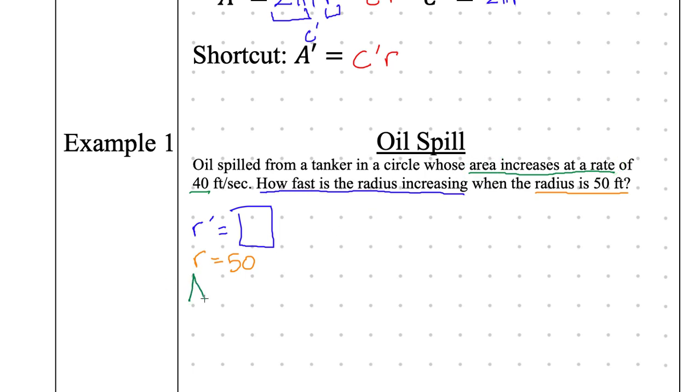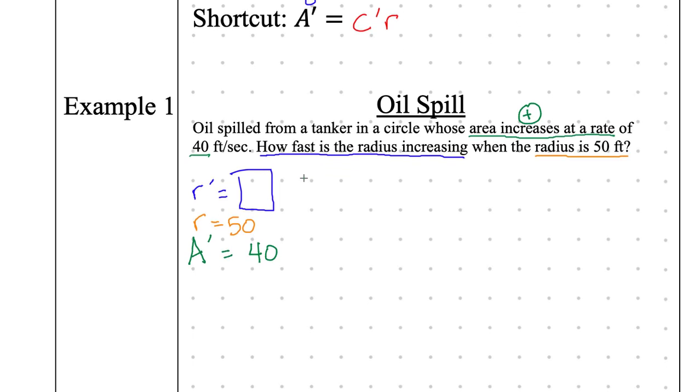So I say that area prime is equal to, is it positive or negative 40? Positive. Why is it positive 40? It's increasing. Okay, so that's a positive word. Sometimes you'll have a negative word. Decreasing will mean I'll have negative 40.